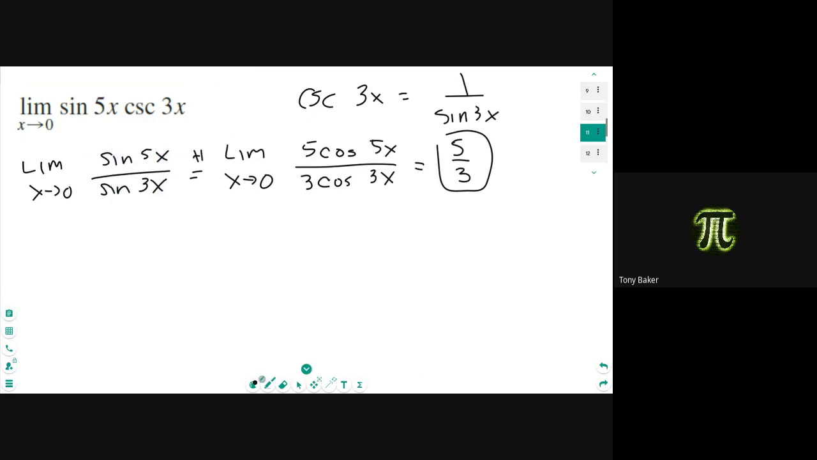I figured I was going to get to see at least somebody try that, but most of you didn't get to remember that cosecant is 1 over sine.